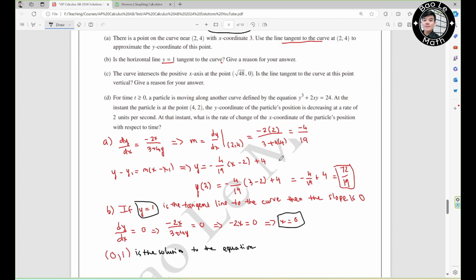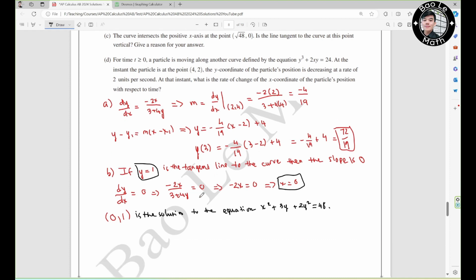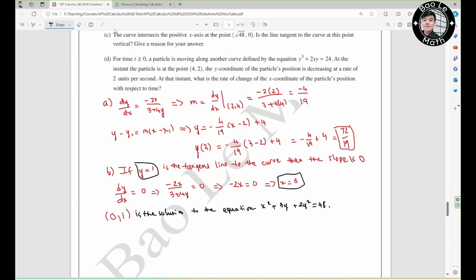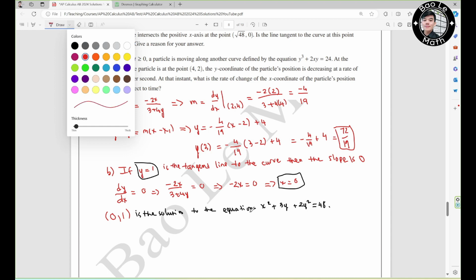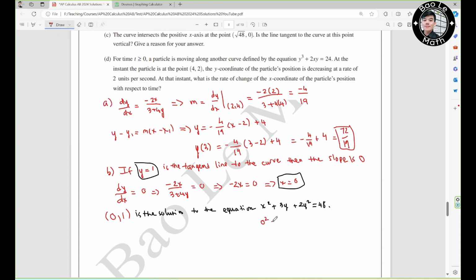This equation right here: s squared plus 3y plus 2y squared equals 48. Now we substitute s equals 0, y equals 1 into this equation to see if both sides are equal. So we have 0 squared plus 3 times 1 plus 2 times 1 squared. It's going to be 5, not equal to 48. So y equals 1 is not the tangent line to the curve.